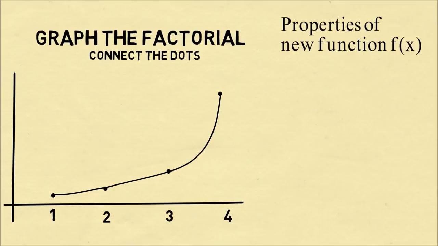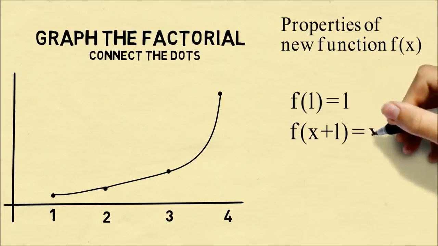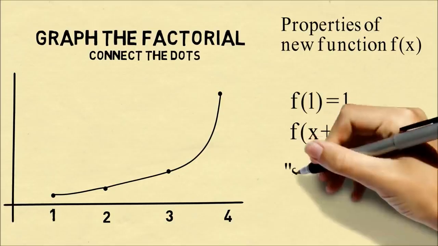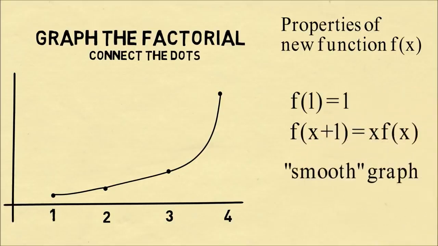So we want to come up with a factorial function, and we want the factorial of 1 to be equal to 1, so it matches with the fact that 1 factorial is 1. We also want f of x plus 1 to equal x times f of x. This allows us to say that each new number is the product of the ones before it. A final property is we want the graph to be smooth.